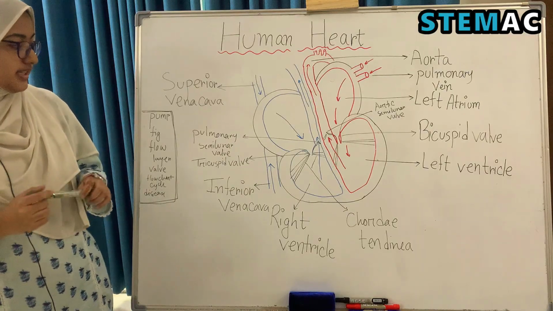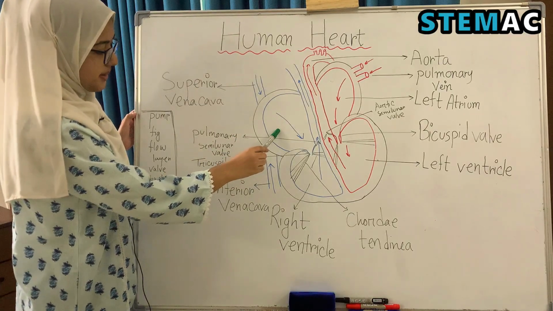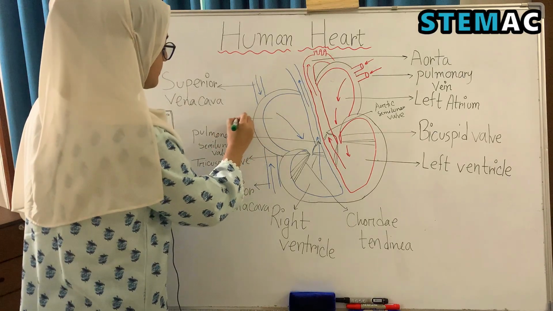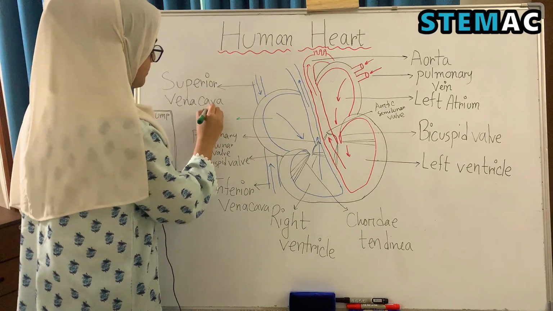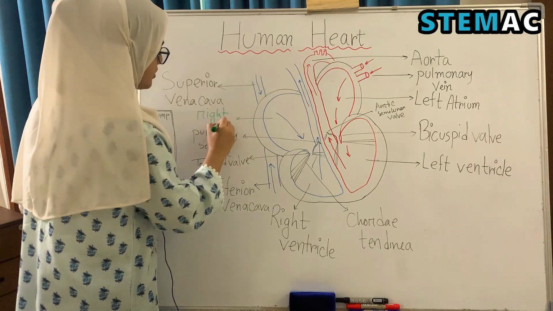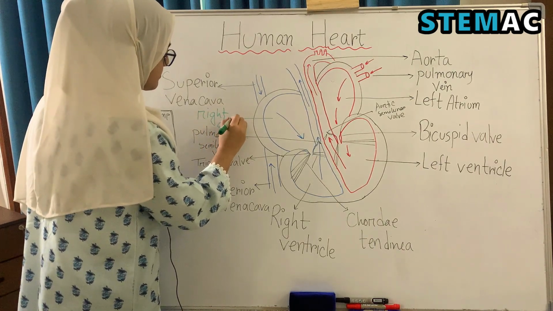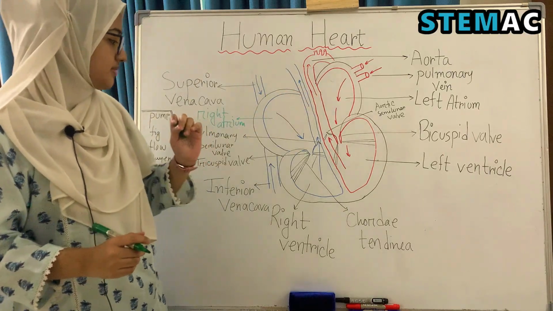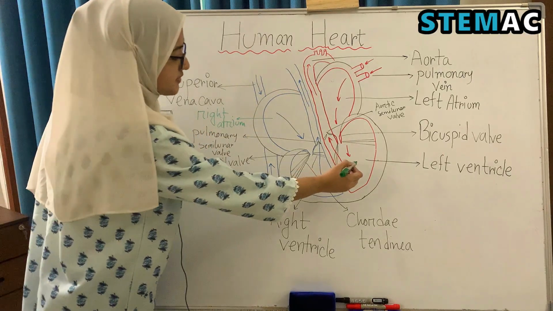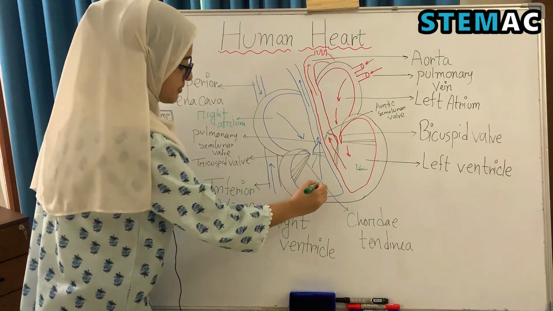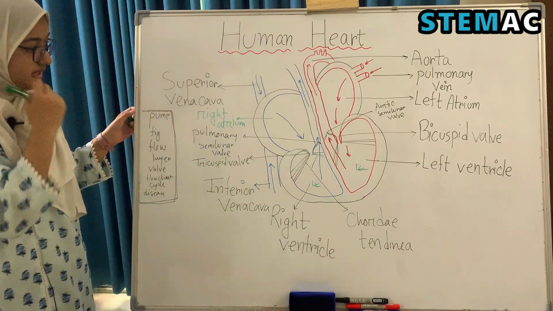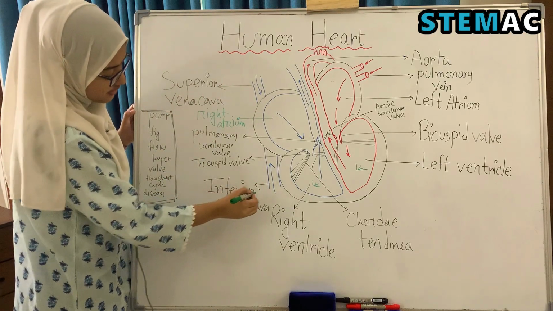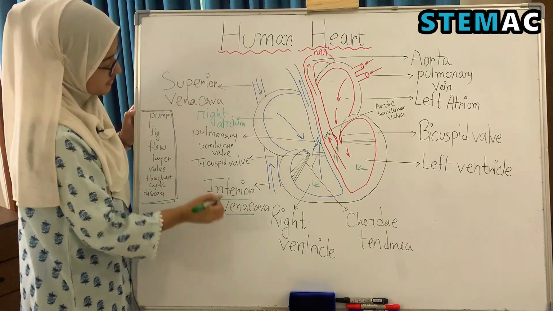Here we have seen that this is the right atrium. So the other side one will be the left atrium. This is the left ventricle, so this side will be the right ventricle. Here we have included the superior vena cava and here we have included the inferior vena cava.